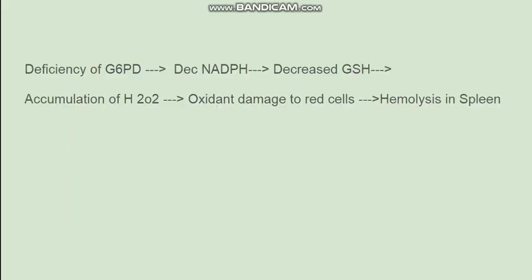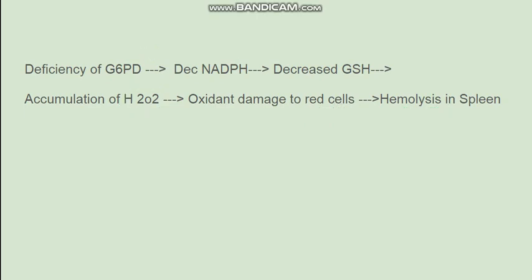Now, understanding what would happen when there is deficiency of G6PD: we already understood that there is decreased NADPH, then there is a decrease in the reduced form of glutathione, then there is accumulation of oxidants like hydrogen peroxide, and this will cause oxidant damage to the red blood cell. It will cause oxidant damage to the red blood cell membrane, which will make this red cell defective, and therefore it will undergo hemolysis in the spleen, and therefore it will cause hemolytic anemia.